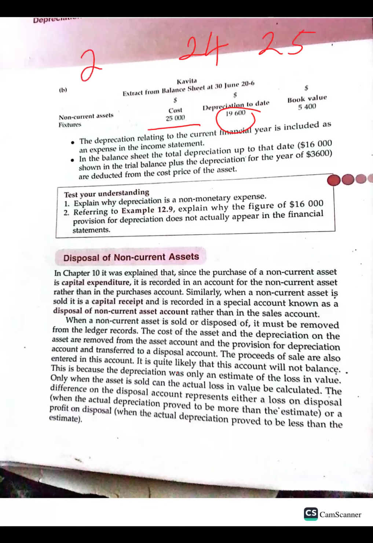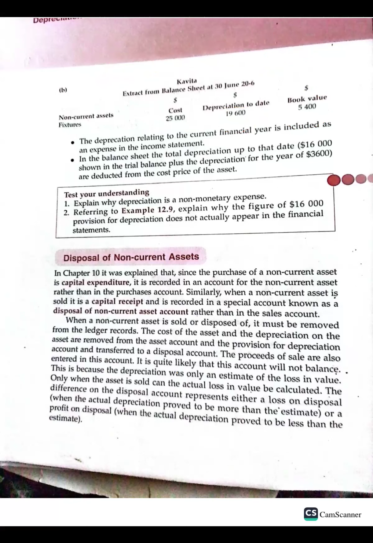There was depreciation for 2023, which was 10,000, and for 2024, which was 6,000, plus the other depreciation for the other year, which is for 2025. The total depreciation becomes 19,600, and what you remain with from 25,000 is the net book value of 5,400.